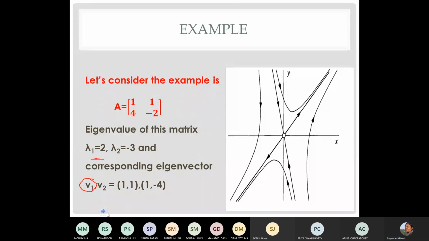Okay, next I take the second eigenvalue and I also draw that. So 1, -4. So I go 1 in x direction and I go down -4. Okay, minus 4 steps. I go down, I reach somewhere here. I draw that line, and this is my other eigendirection.